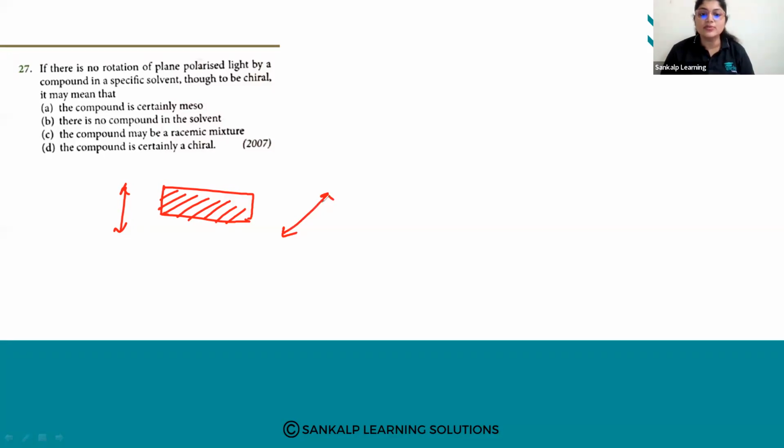Now, if there is no rotation of plane polarized light when you pass the light through a substance in a specific solvent, that means there is no change in the plane polarized light. Then what type of compound is it? Is it a meso compound, is there no compound in the solvent, is it a racemic mixture, or is it certainly chiral? Which option may it be? Komal is saying option C. What about others?